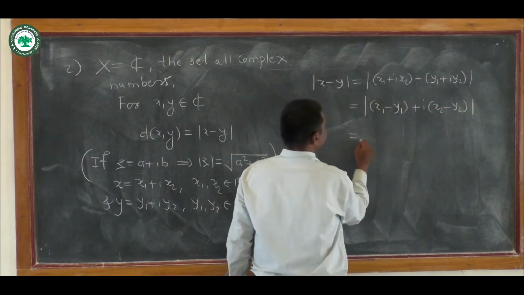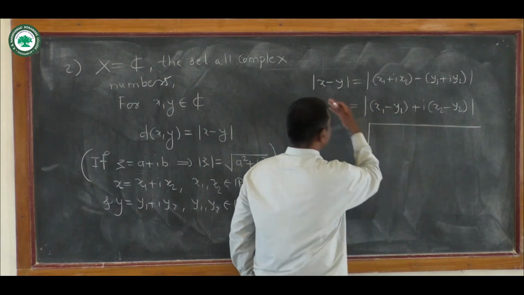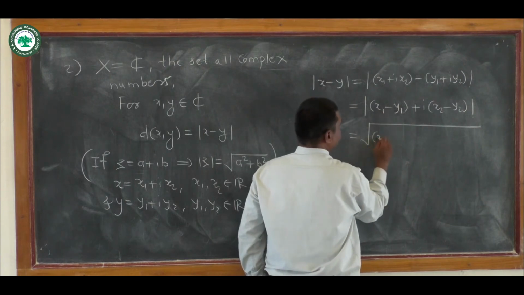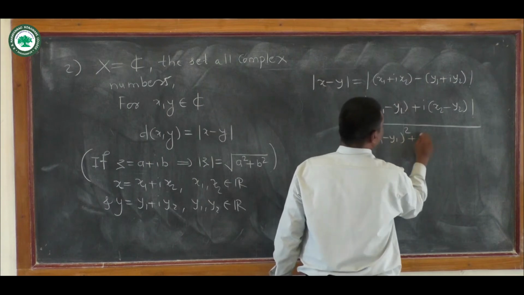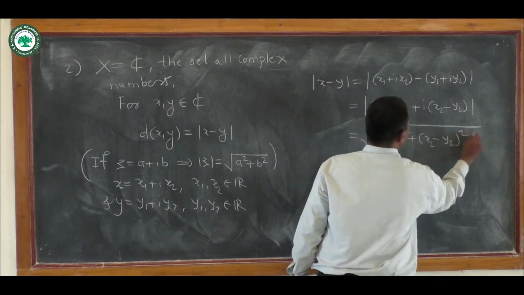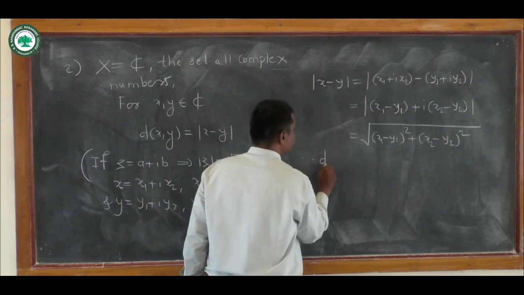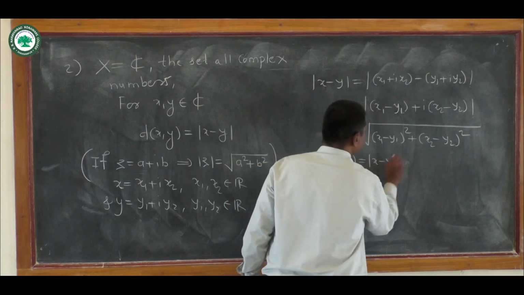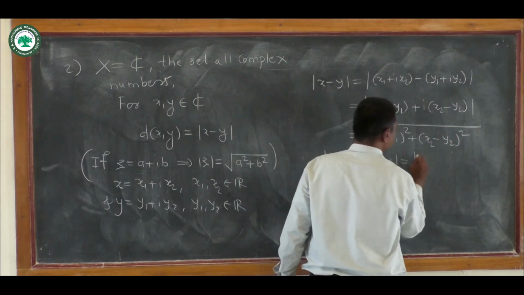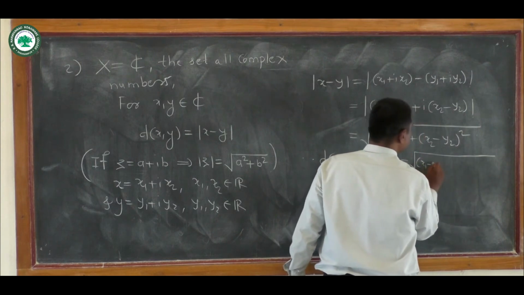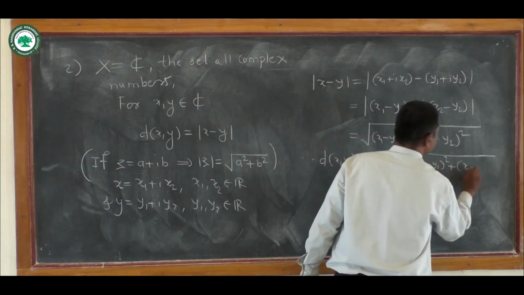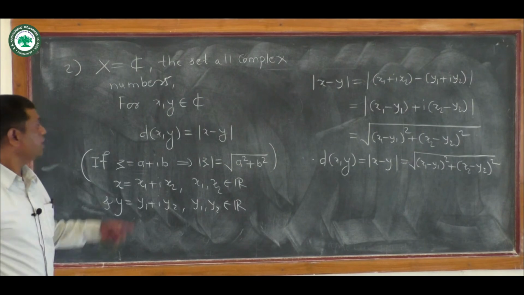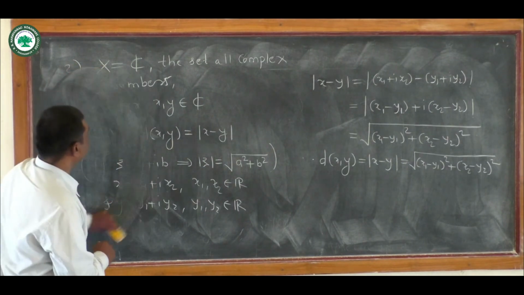This is nothing but the square root of, because the modulus of x minus y is the square root of, x1 minus y1 bracket square plus x2 minus y2 bracket square. So therefore we have the distance between x and y equal to the absolute value of x minus y, equal to the square root of x1 minus y1 bracket square plus x2 minus y2 bracket square. Now we are going to check whether D satisfies all these four properties of a metric or not.